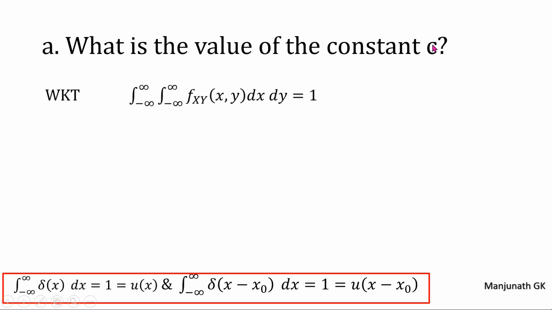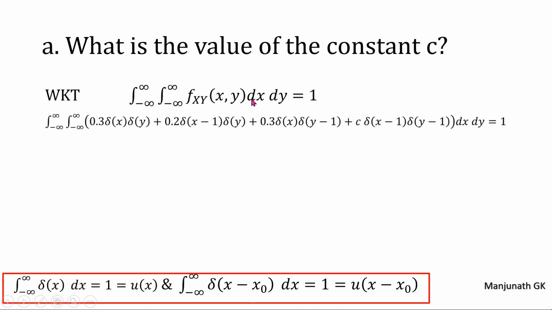To calculate the value of c, use the property that the volume under a PDF surface is always 1. Using this property of a bivariate PDF, the value of c can be calculated. The bivariate PDF is given, substitute and integrate this equation with respect to x and y. From the first term 0.3, the second term 0.2, the third term 0.3, and the fourth term c remain, and their sum will be equal to 1. As a result, the value of c is 0.2, which is 1 minus 0.8.